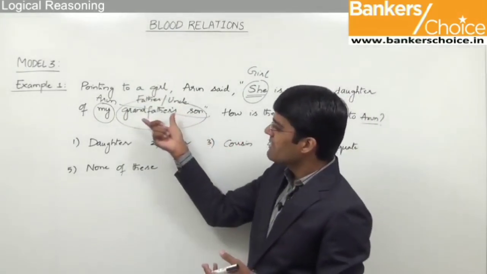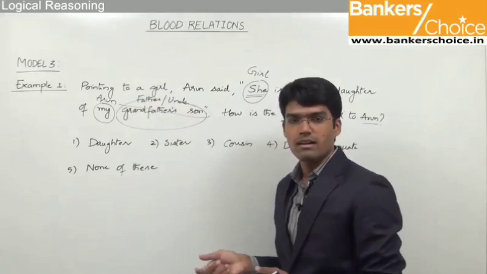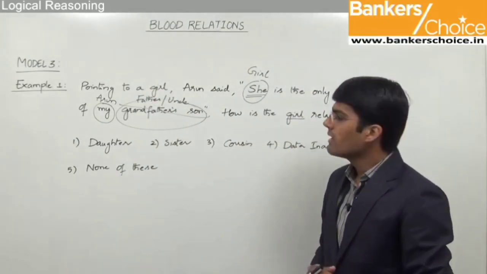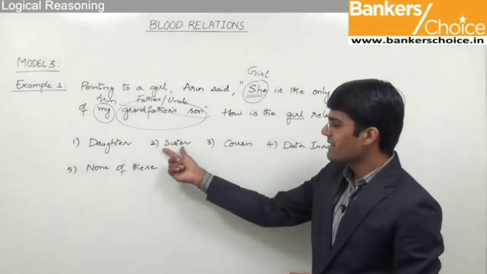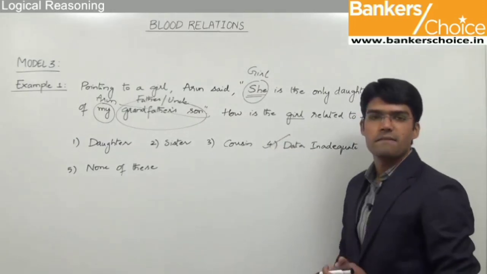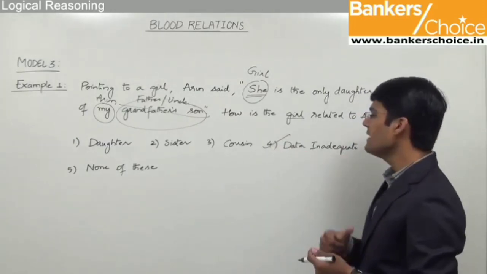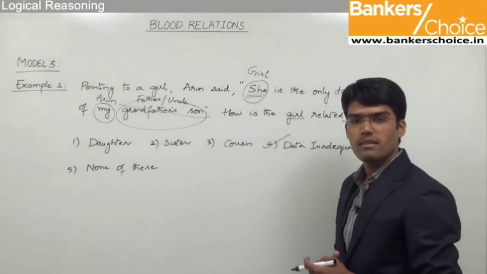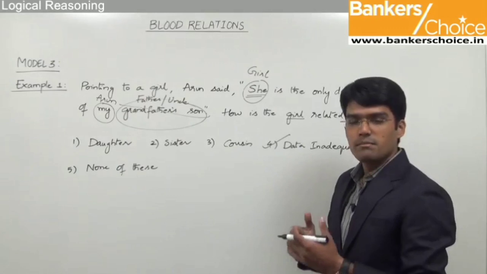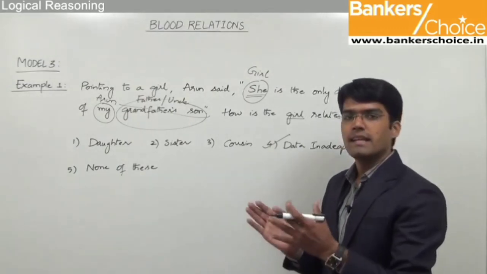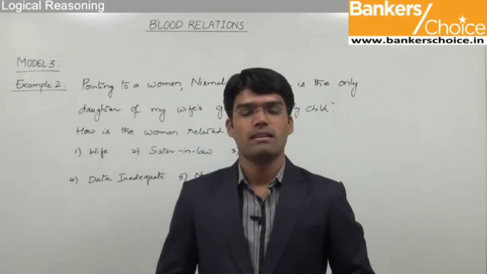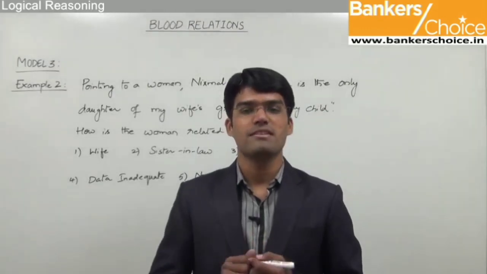But as the given statement doesn't clarify whether this person is father or uncle, we can say that the girl is either sister or cousin. And from the given options, we see that sister is available and cousin also is available. So we can say that the given information is insufficient to answer the question. So the answer here should be data inadequate. But remember friends, for these type of questions, this is the most convenient method. Simply try to divide the statement into different parts and then simplify it in such a way that we can understand the direct relationship. Let us now take the second example from the model that we have just discussed.